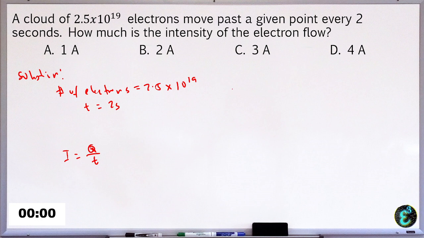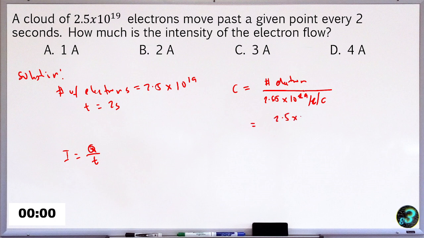Kasi yung column, so that is equal to the number of electrons, no? So dito yung number of electrons divide 2.65 times 10 raised to the power of 19 electrons per column. So, meron na tayong electrons, which is 2.5 times 10 to the power of 19. So, divide 2.65 times 10 to the power of 19 electrons per column.